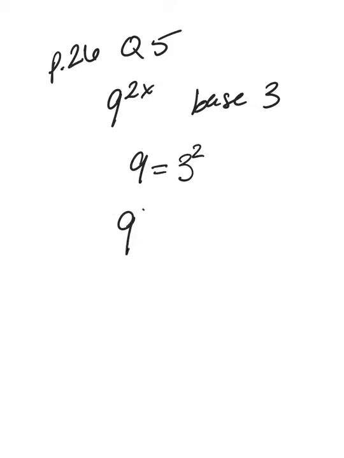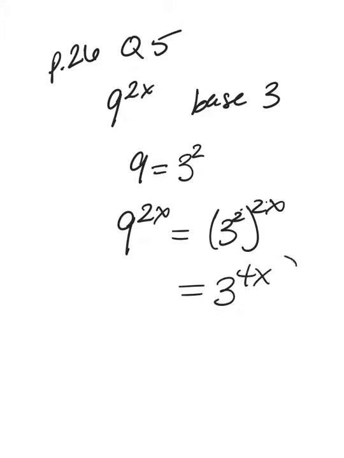So if I've got 9 to the 2x, that's really 3 squared to the 2x. Using my power rules, power to a power, I multiply these exponents. This becomes 3 to the 4x. That's it. That's your answer.